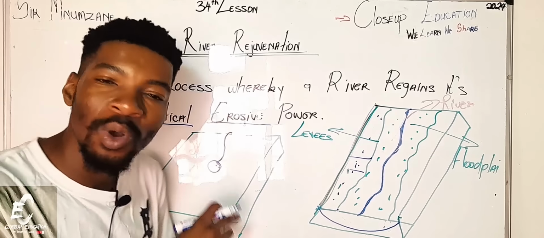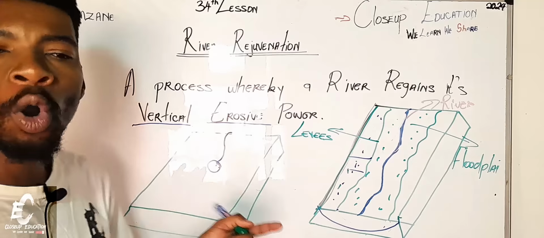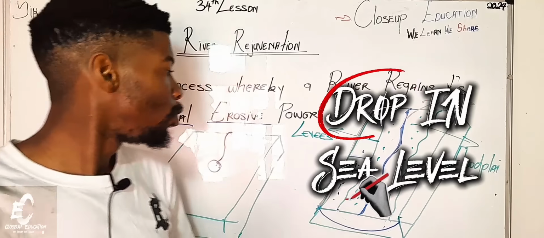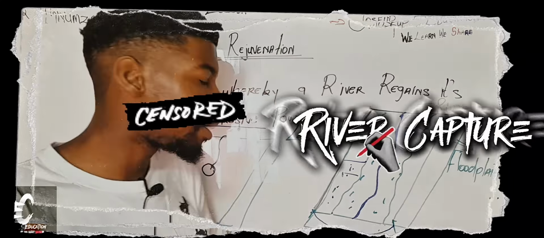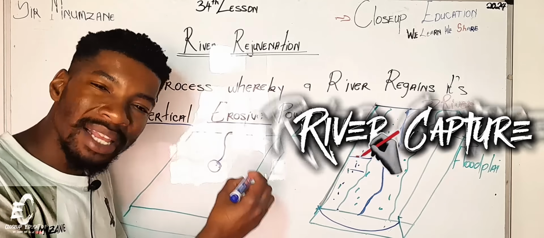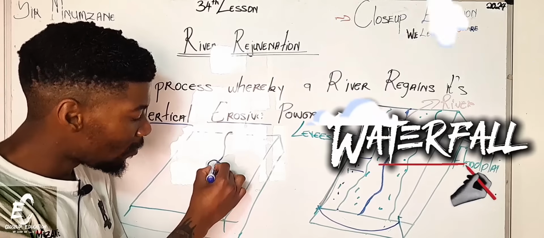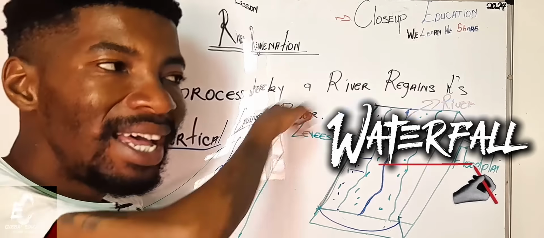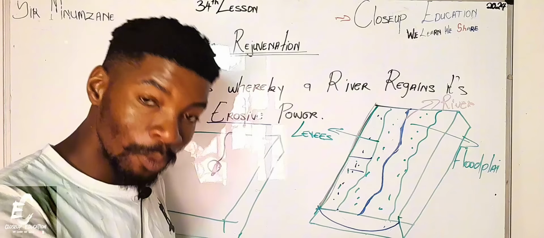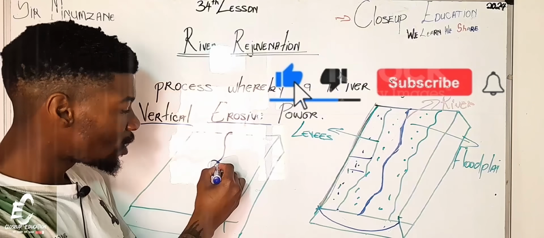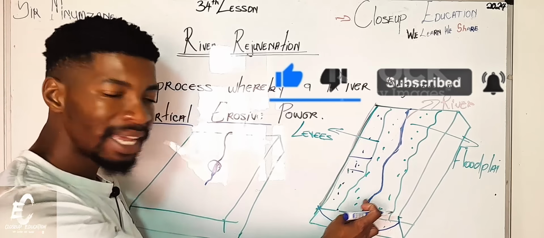Let's say there's isostatic uplift there, or maybe a drop in sea level. Usually within the middle of the land, there can be a drop in sea level. And once that happens, in this area there will be what we call a waterfall. As we remember, with the change in gradient, there will be a waterfall. And when there's a waterfall now in this area, what is happening? Remember here we definitely had this meander.